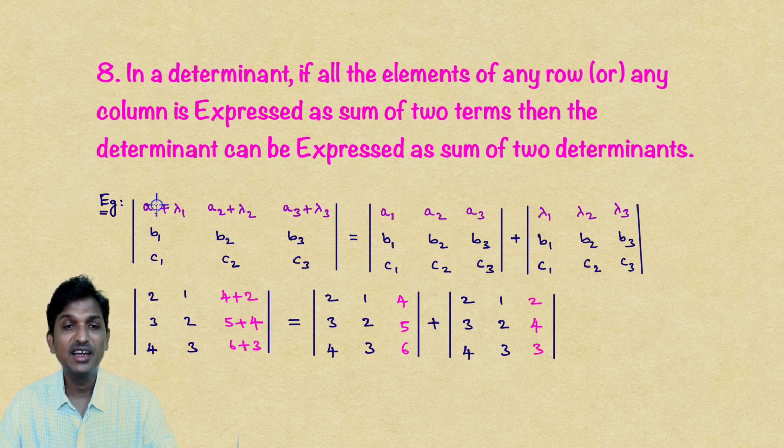See here what I can write. I can write this: a1, a2, a3, b1, b2, b3, c1, c2, c3, plus lambda 1, lambda 2, lambda 3, b1, b2, b3, c1, c2, c3. I hope you are understanding what this property is saying. In a determinant, if all the elements of any row or any column is expressed as sum of two terms, then the determinant can be expressed as sum of two determinants. So in case you see a problem like this, you observe this third column, all the elements of third column are expressed as sum of two terms, then the determinant can be expressed as sum of two determinants like this.